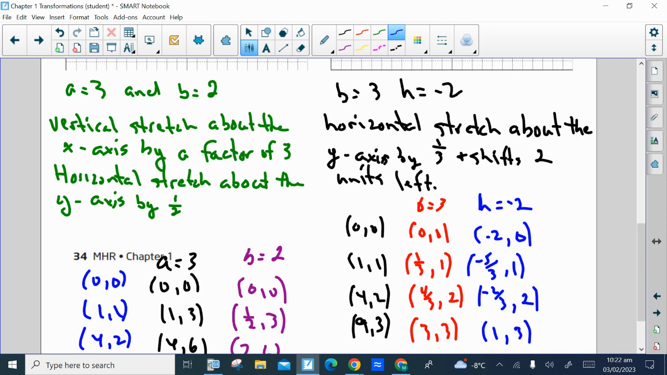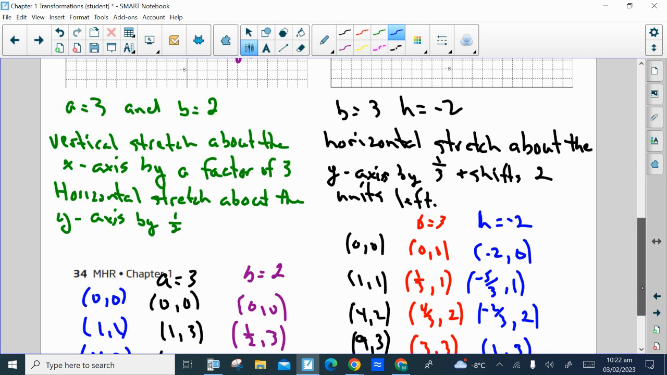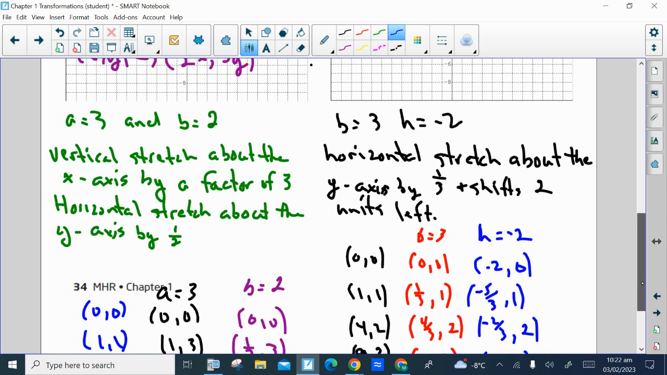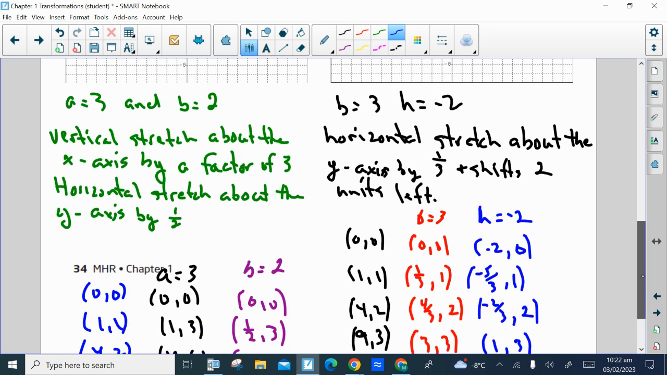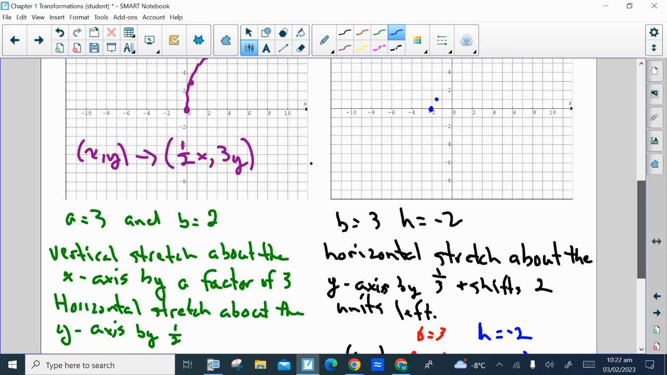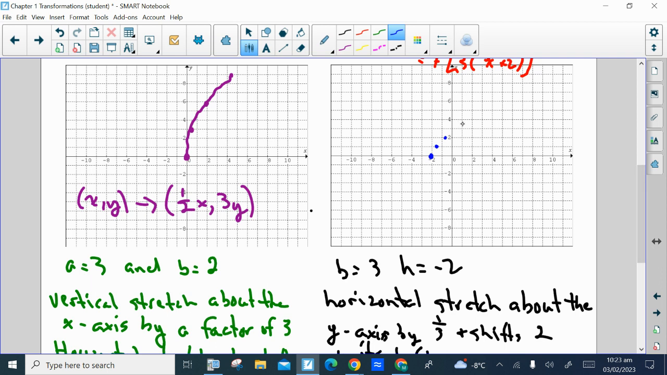This graph will start at -2, 0. Our next point is -5/3, or -1 2/3, 1. -1 2/3, 1, approximately there. -2/3, 2, approximately there. And 1, 3, right there.